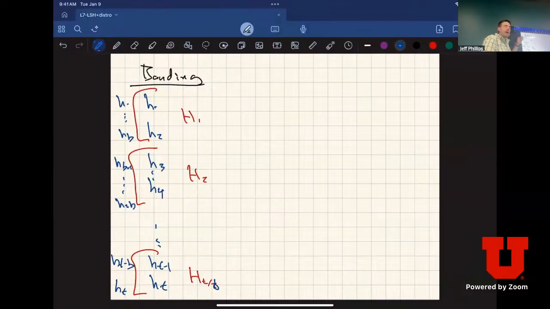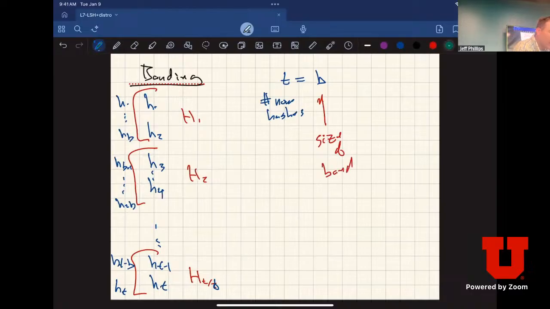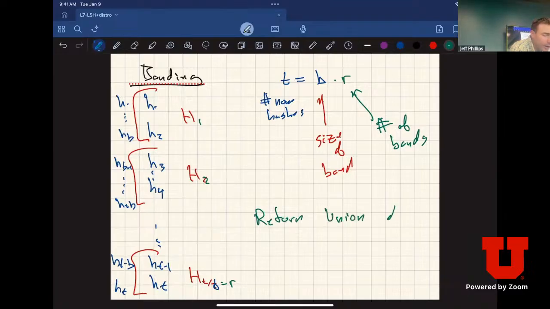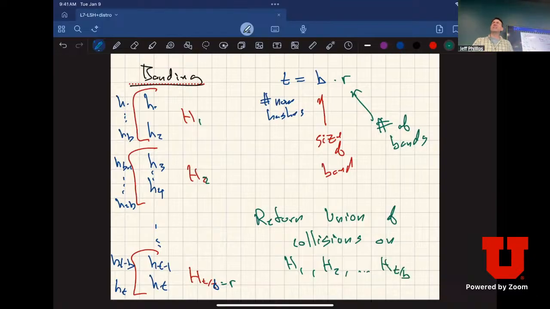Okay, and so I need the total number of hashes to be equal to B, the size of the band, times R, the number of the bands. So this would be 1, 2, up to R, where T over B is equal to R. And then I'm going to return the union of the collisions on these super hash tables H1, H2 up to HT over B. Okay? So this is the idea.